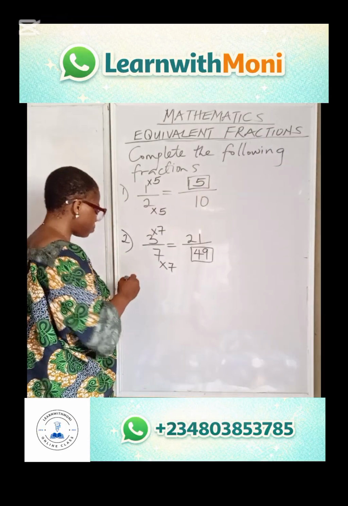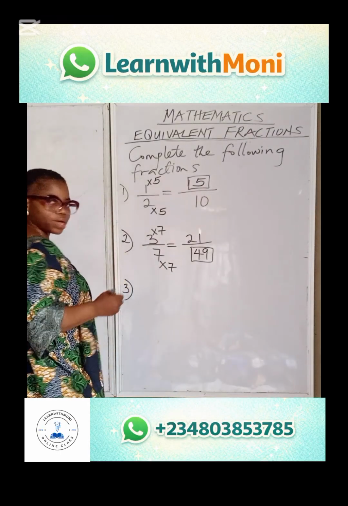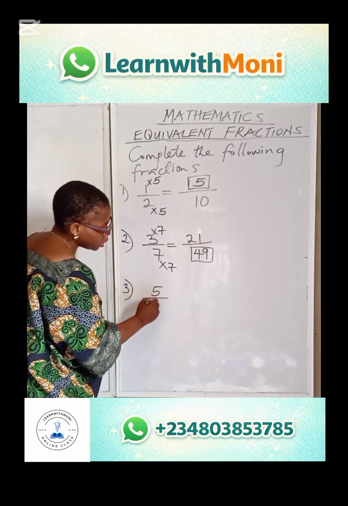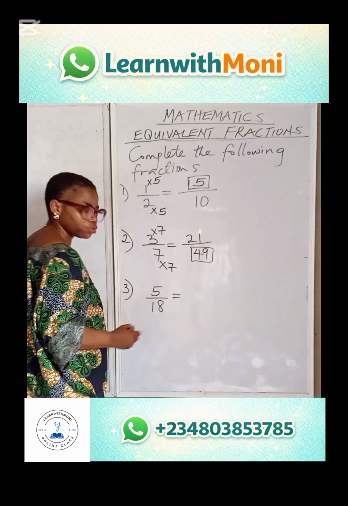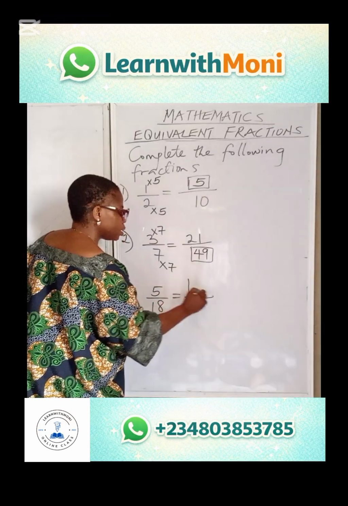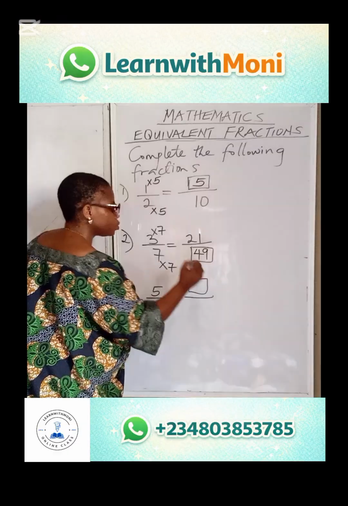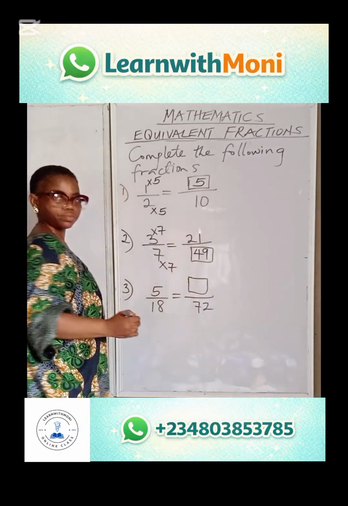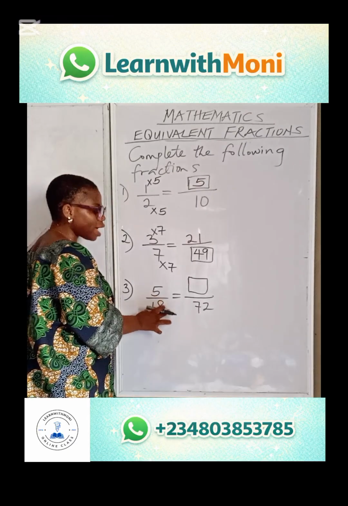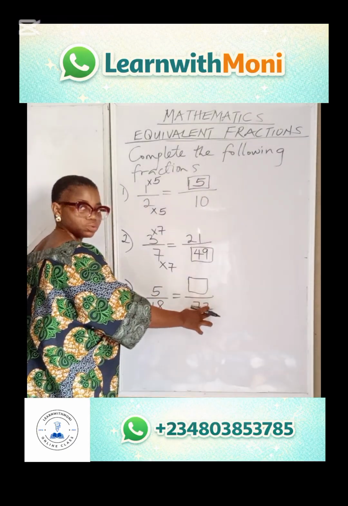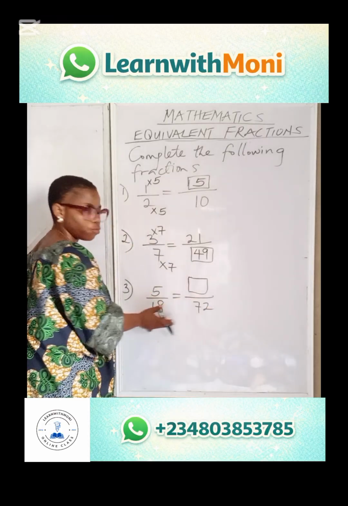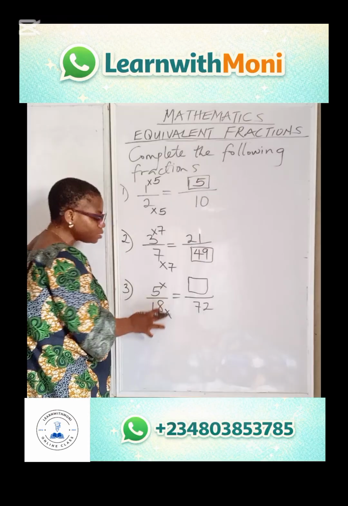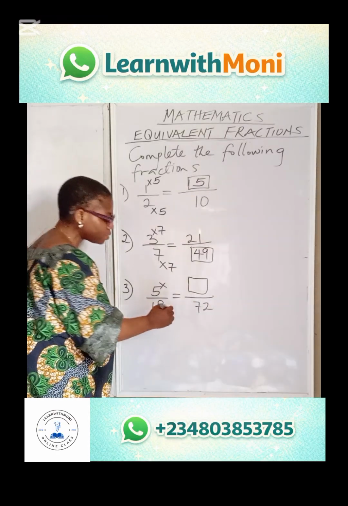Let's take some more examples. Look at this. I have 5 over 18 is equal to, let's leave the top as unknown, over 72. Look at this. 18 has grown to 72. The only operation that makes grow with equivalent fraction is multiplication. So 18 times what is 72? That is 18 times 4.